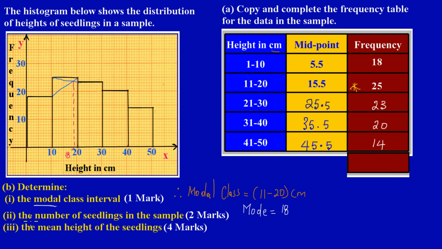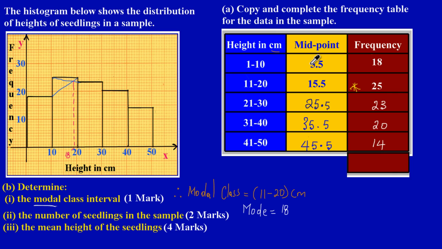Now, in part 2, they're asking us to find the number of seedlings in the sample. And that's another easy 2 marks. Now, quickly, my friends, the idea behind this is pretty straightforward. In my first class, 1 to 10, I have an average height. This is what the midpoint is saying, the average height.